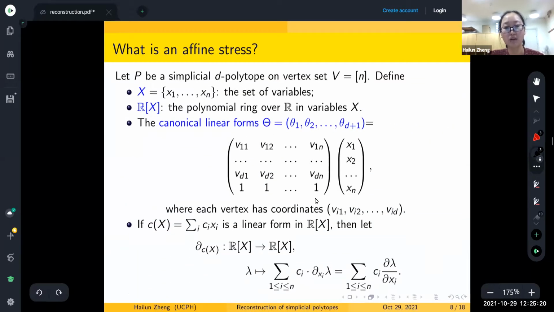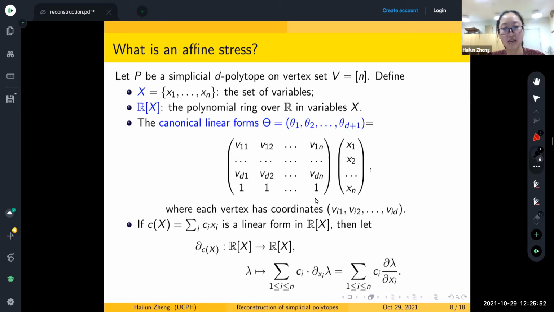And finally, I also want to define some differential operator. So now let's assume that I have an arbitrary polynomial, which is called lambda. And then I can define an operator that sends this polynomial lambda to another polynomial of one degree lower, which is of the form that it is the sum of, okay, so what is the C of x?